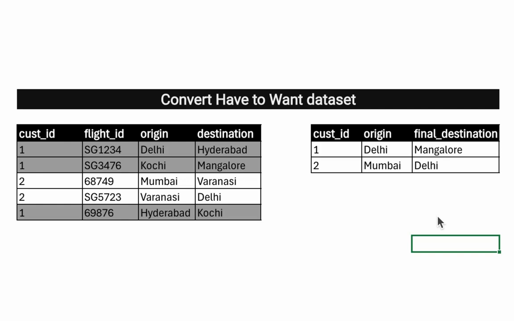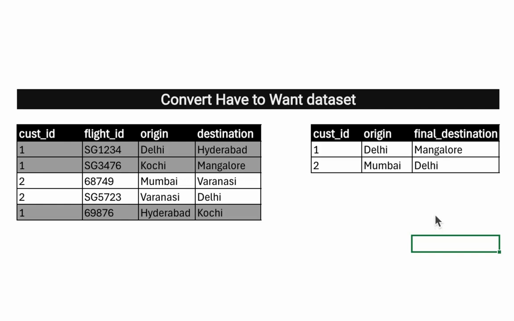So that is why we have one row for this customer ID 1, and his origin is Delhi and final destination is Mangalore. So now let's look into the customer ID 2. So this customer is going from Mumbai to Varanasi, then Varanasi to Delhi. So indirectly we can also say that this person is going from Mumbai to Delhi. So that is why we have one more row in our output, and in this we have customer ID 2, and he is going from Mumbai to its final destination, which is Delhi. So this is how these two datasets are interrelated, and we want to generate second dataset from this first dataset.